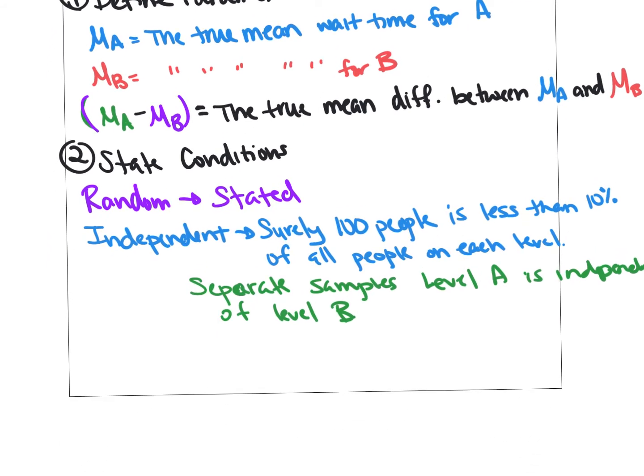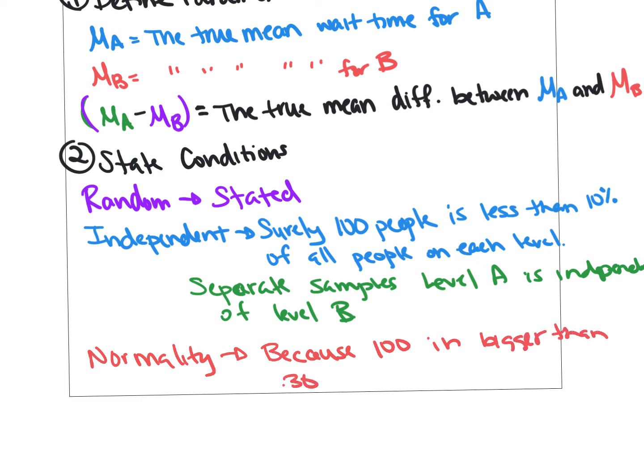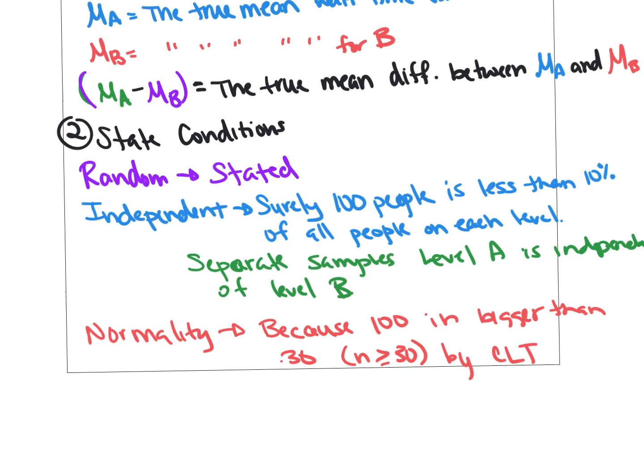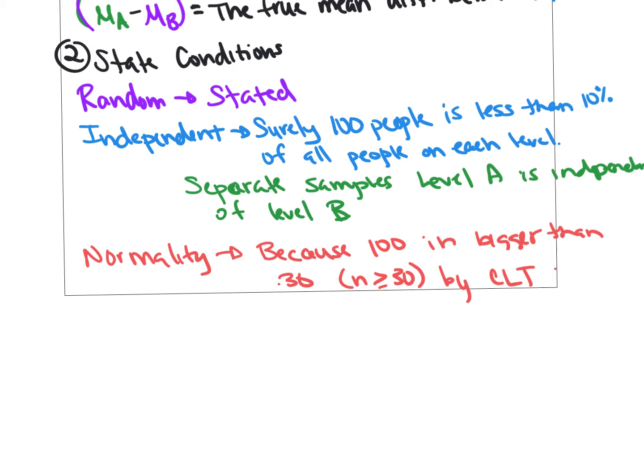And the last thing I want to show is the normality here. To show the normality, I'm going to use the sample size. So because you took 100 for each one, because 100 is bigger than 30, or n greater than or equal to 30, by CLT, the distribution is approximately normal.